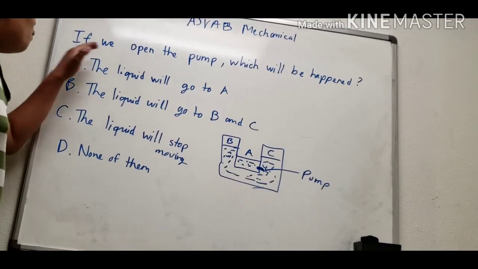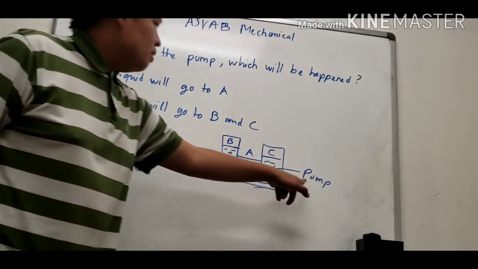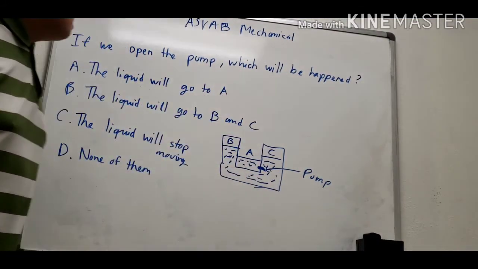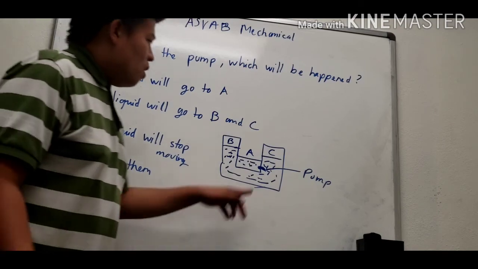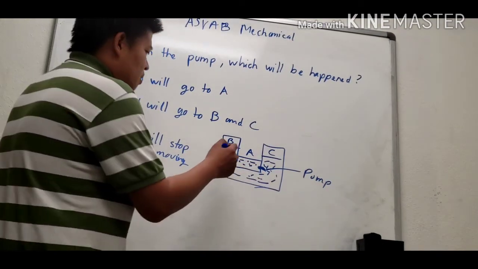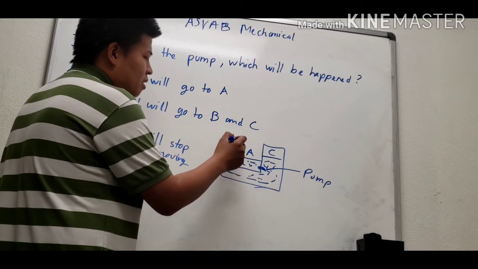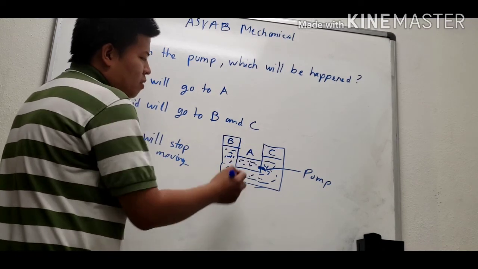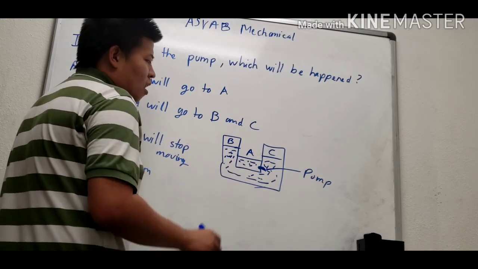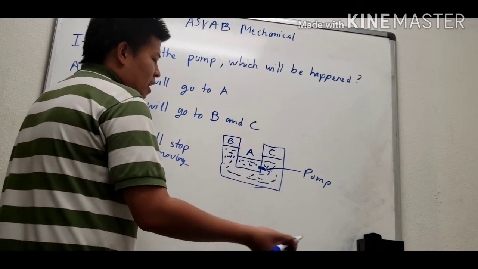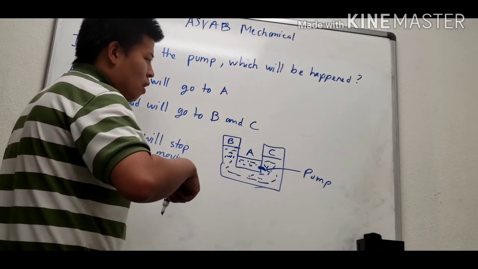If we open the boom here, what will happen? A, the liquid will go to A. B, the liquid will go to B and C. C, the liquid will stop moving. D, none of them. We know that when we open the boom here, the height of the liquid in B and C is different from A. The liquid level of A is lower than the liquid in B and C, so the water from the higher level will go to the lower.